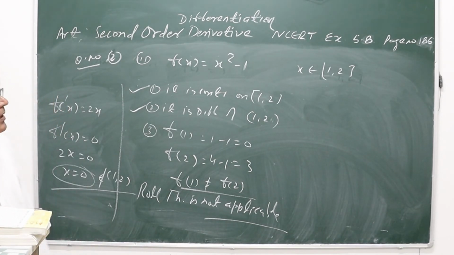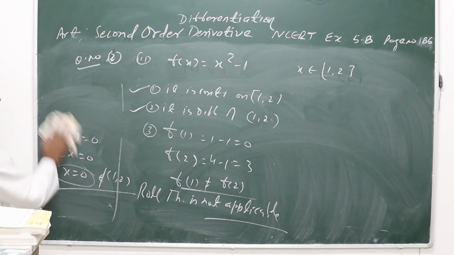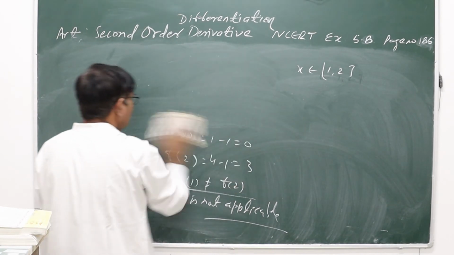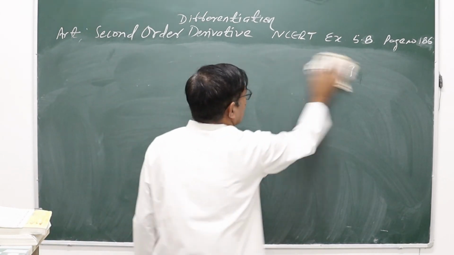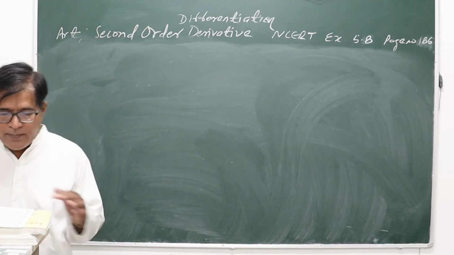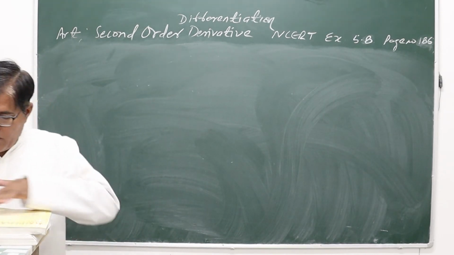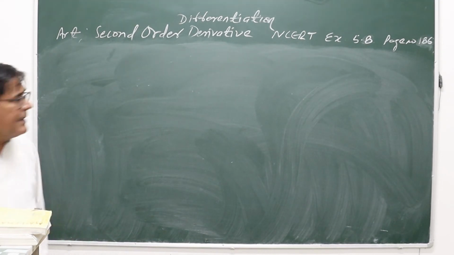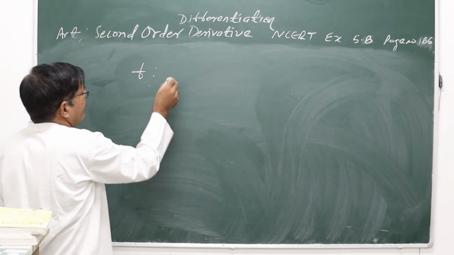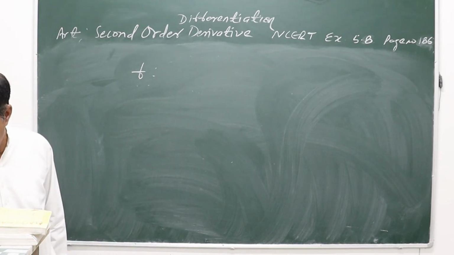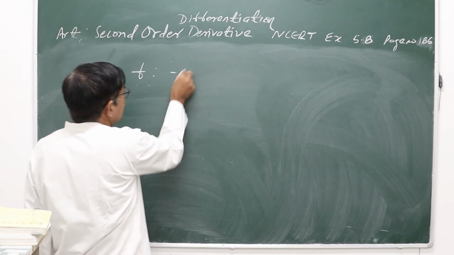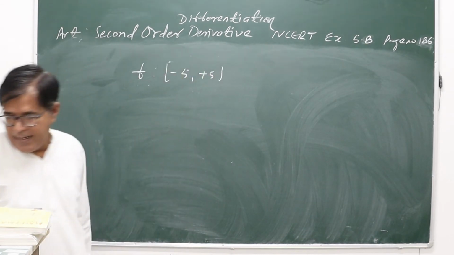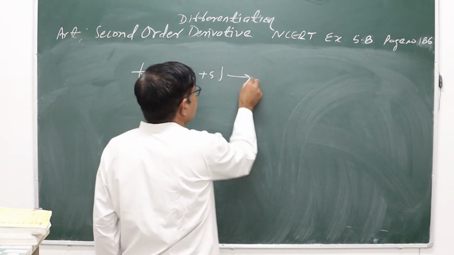So that's very simple question. Please pause the video and note down. Now let us see question number 3. Question number 3 is verify. एक फंक्शन दे रखा है, f is defined from -5 to +5 is the domain element and the range element is R.